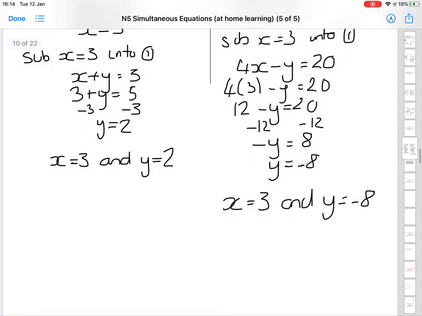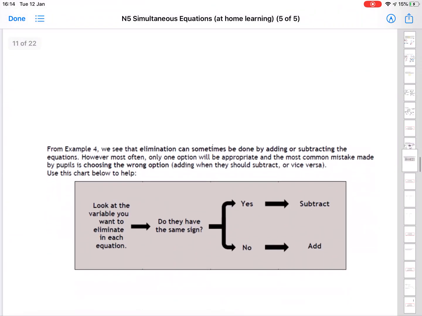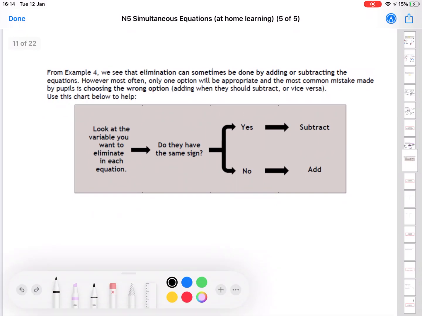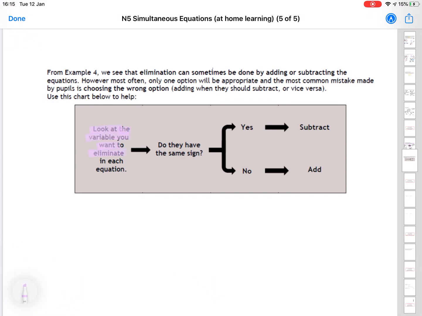So, how do we remember whether we're adding or subtracting? Well, here's a little note that will help you with remembering whether you're adding or subtracting the equations together. What you want to do is look at the letter that you're trying to eliminate. So look at the variable that you want to eliminate. And if the variables have the same sign, you're subtracting. So it's the S that will remind you of that. Same sign, subtract.